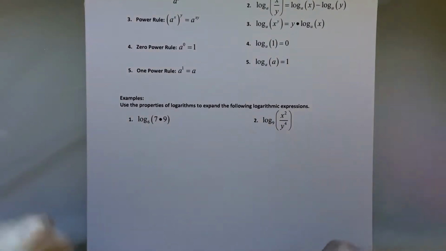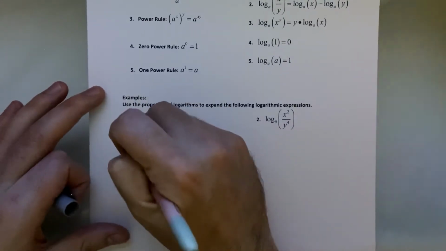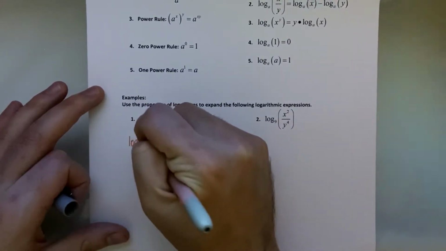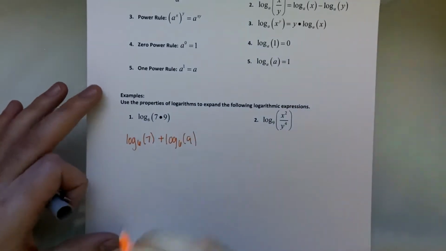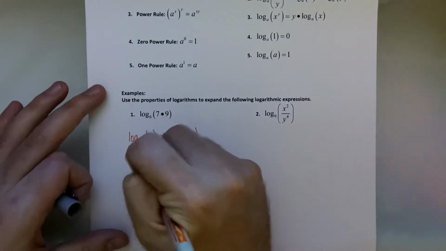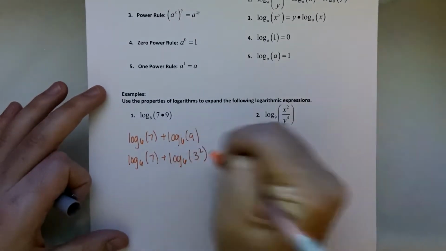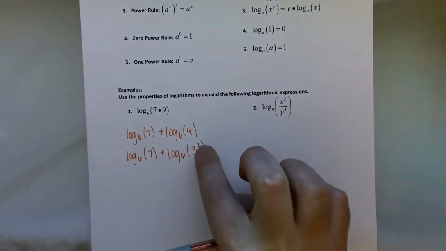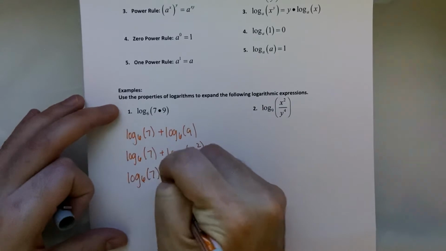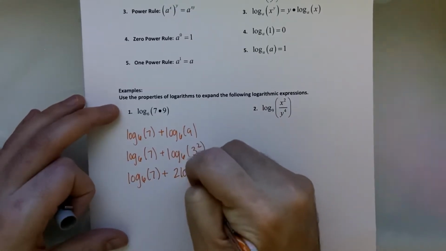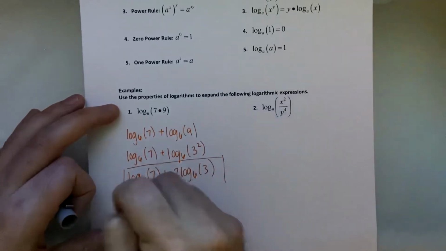So let's look at this first one. Log base 6 of 7 times 9. Multiplication can become addition, log base 6 of 7 plus log base 6 of 9. We can even go further than that. 9 is really 3 squared, so we can rewrite it as such. And when we have a number raised to a power, that power can come in front of the logarithm. So log base 6 of 7 plus 2 log base 6 of 3 is our expanded form of our logarithm.